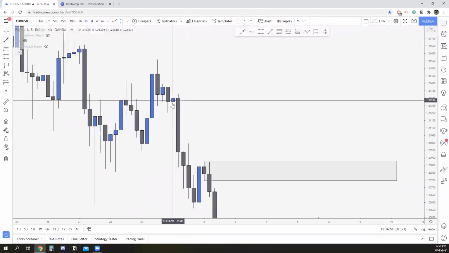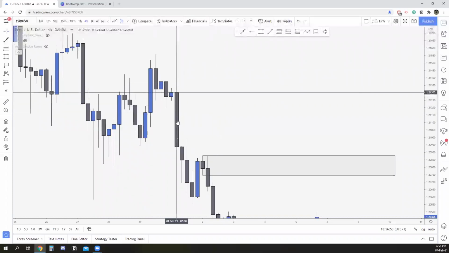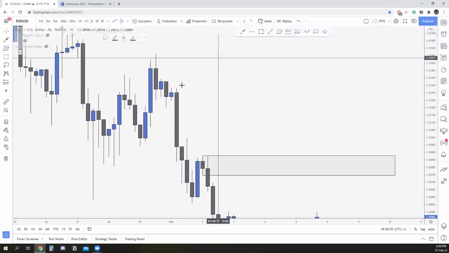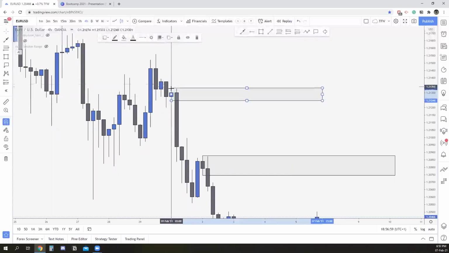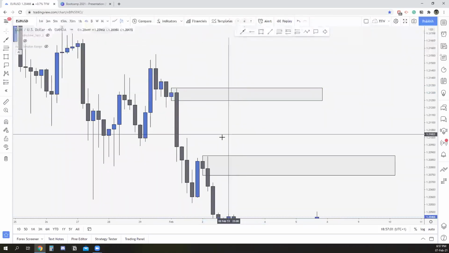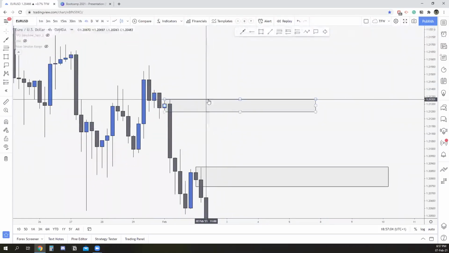Can we take this one? Yes, we can, because then we have a big engulfing candle. And then instead of having an OB like this, for example, you have it much tighter and much more precise, which is like this. And then also we're gonna teach you how to do those.